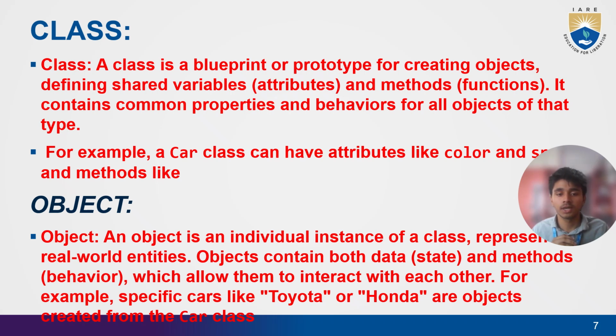Object. An object is an individual instance of a class that represents real-world entities. Objects contain both data, the state, and methods, the behaviors, which allow them to interact with each other. For example, specific cars like Toyota or Honda are objects created from the car class.